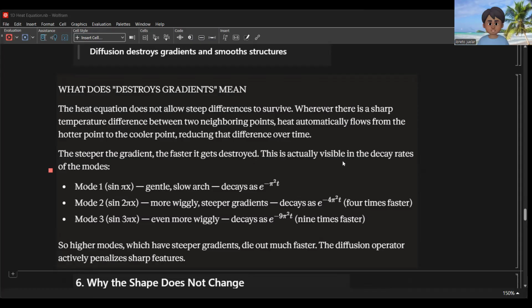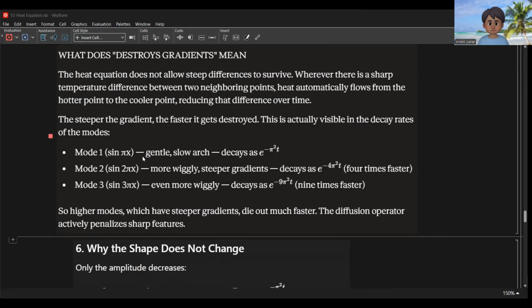This is actually visible in the decay rates of the modes. For example, mode 1, sine pi x, a gentle slow arch, decreases as e to the negative pi squared t. Mode 2, sine 2 pi x, decays more quickly, with steeper gradients, as e to the negative 4 pi squared t, 4 times faster. Then mode 3, sine 3 pi x, even more wiggly, decreases as e to the negative 9 pi squared t, so 9 times faster. So higher modes, which have steeper gradients, die out much faster.